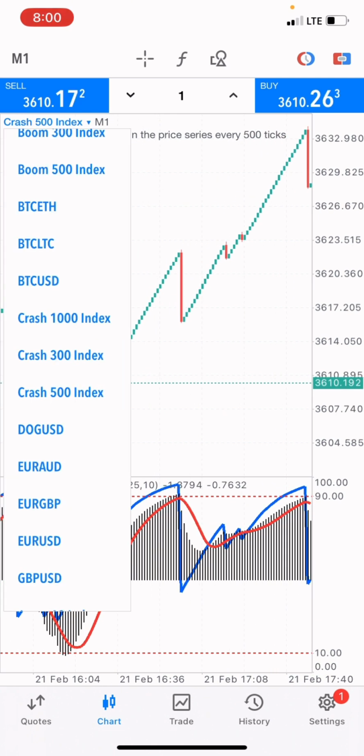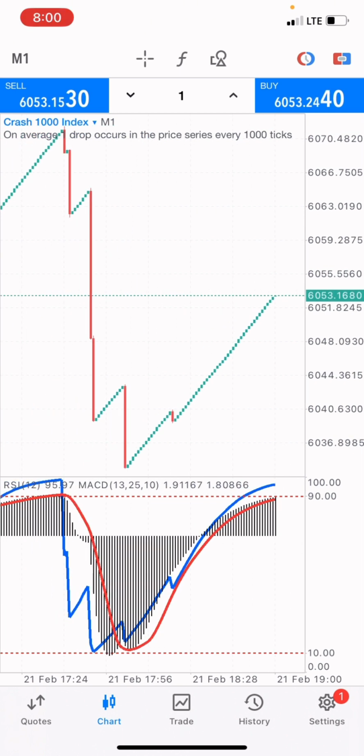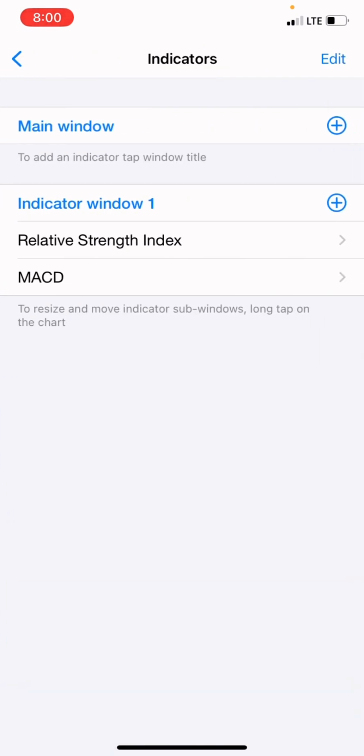Right, so we're trading on the crash 1000 for this trading session. Now I'm going to show you the strategy. I'm going to show you the indicators, which are the RSI and the MACD indicators. These are pretty simple indicators for you to trade this market successfully and be able to make profit.